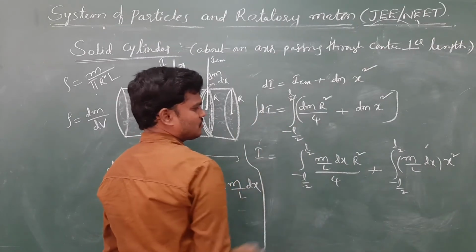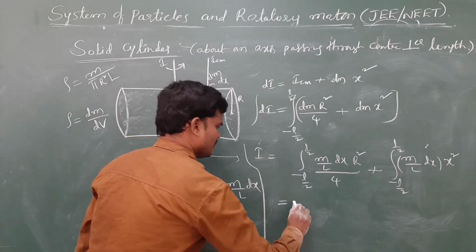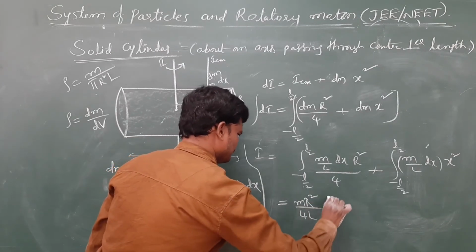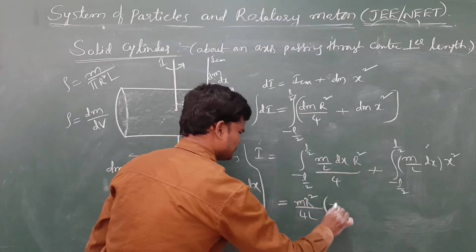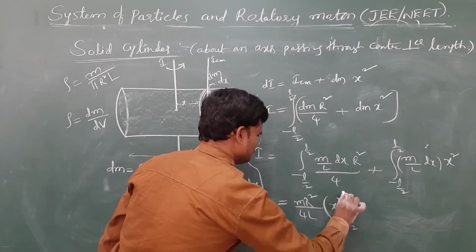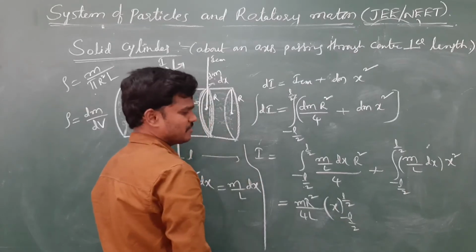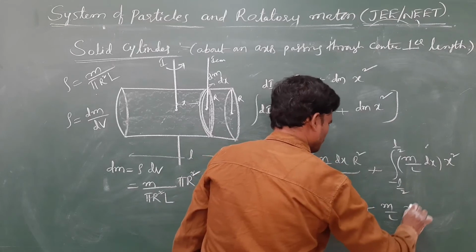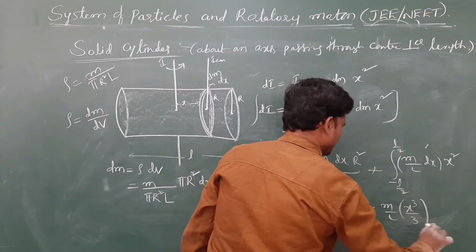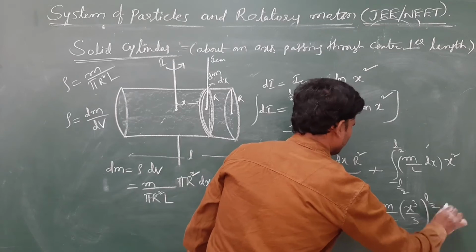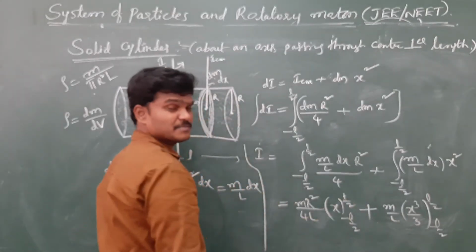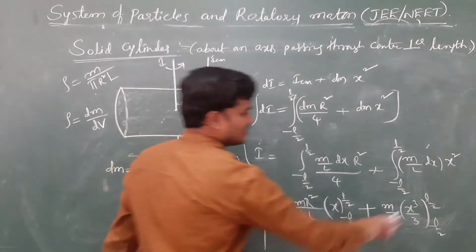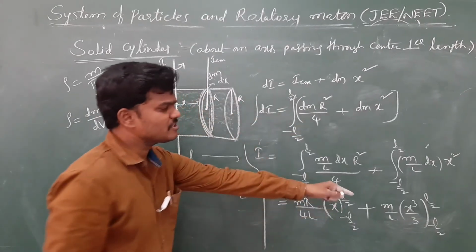So here everything is constant except dx. m r square by 4 into 1 by L. Integration of dx is x, from minus L by 2 to plus L by 2. Plus m by L is outside. x square integrates to x cube by 3. Apply the integration properly, L by 2 to minus L by 2. Minus of minus is plus, this is L, so L cancels here. Substitute the limits, L by 2 cube, L by 2 cube. You will get m L square by 12.